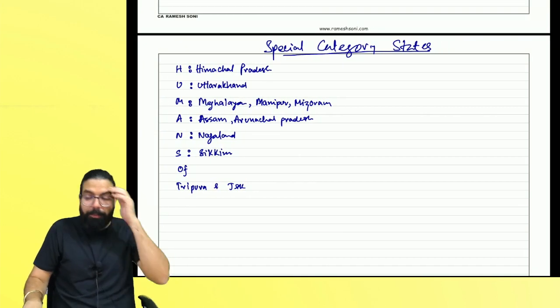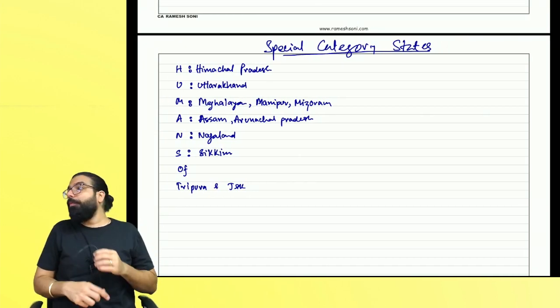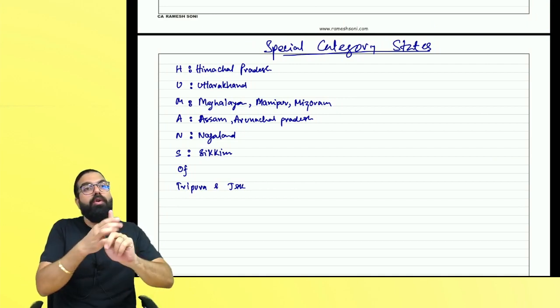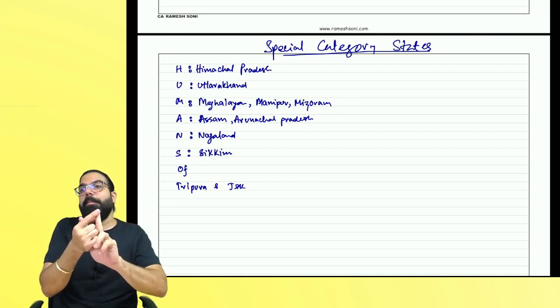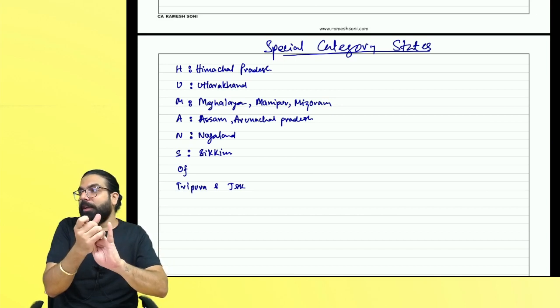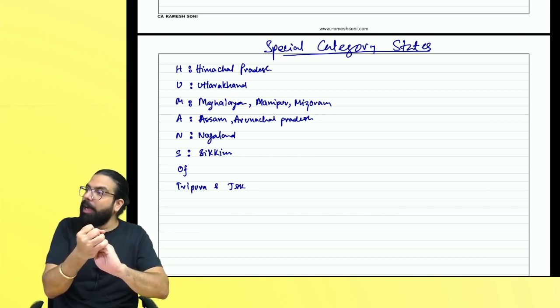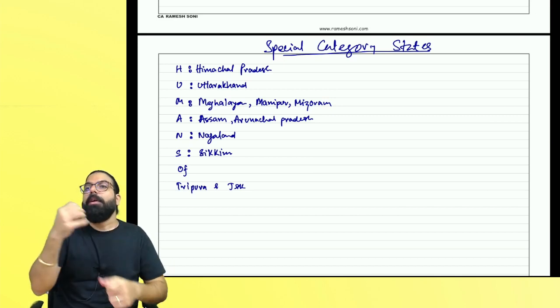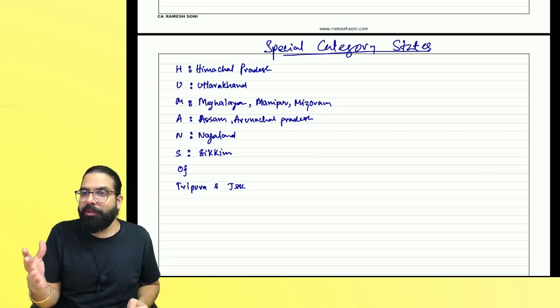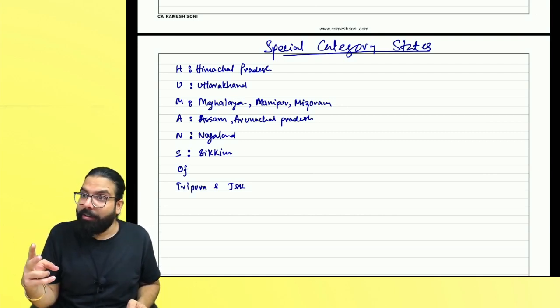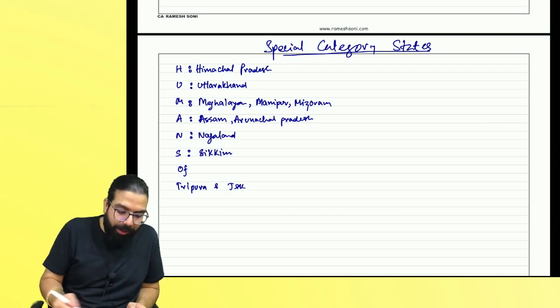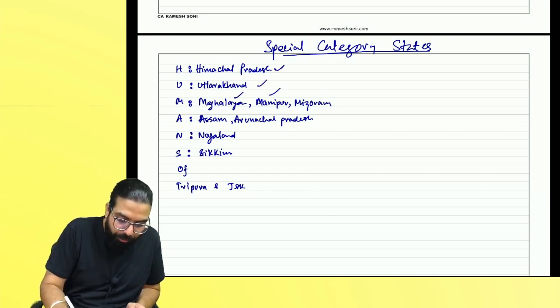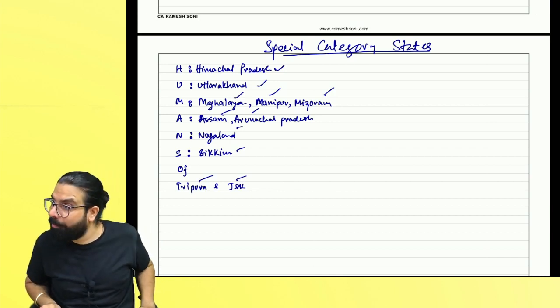People, can you repeat with me? Special category states. H for Himachal Pradesh, U for Uttarakhand, M for Meghalaya, Manipur, Mizoram, A for Assam, Arunachal, N for Nagaland, S for Sikkim, of is not a state, Tripura and Jammu and Kashmir. Okay, everyone. So 11 special category states which are there. 1, 2, 3, 4, 5, 6, 7, 8, 9, 10, 11. Okay, everyone. Now you remember them.